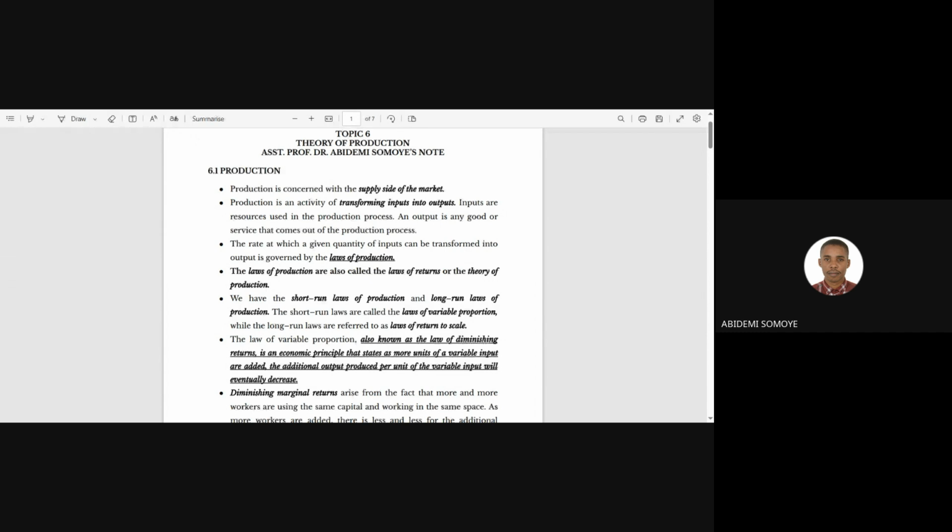You remember that in the beginning, I was trying to explain what microeconomics is. And I said, microeconomics deals with how individuals and firms allocate scarce resources. So individuals are the ones who consume goods and services, while the firms are the ones who produce those goods and services.